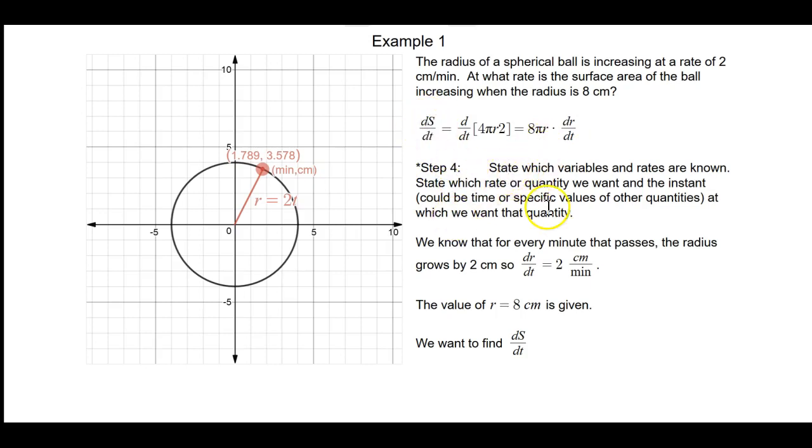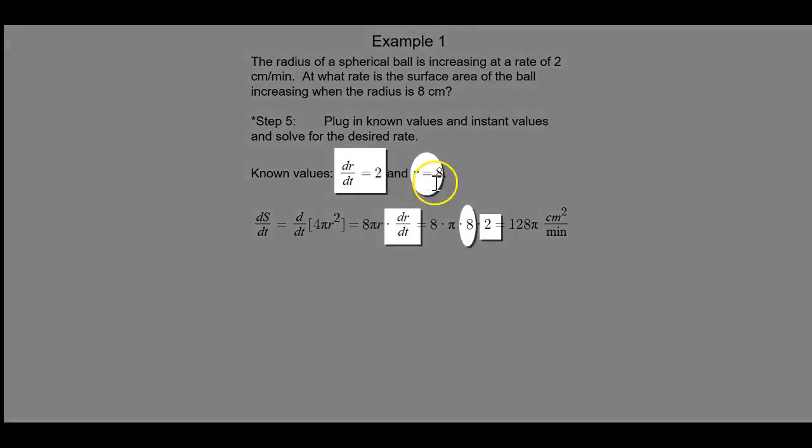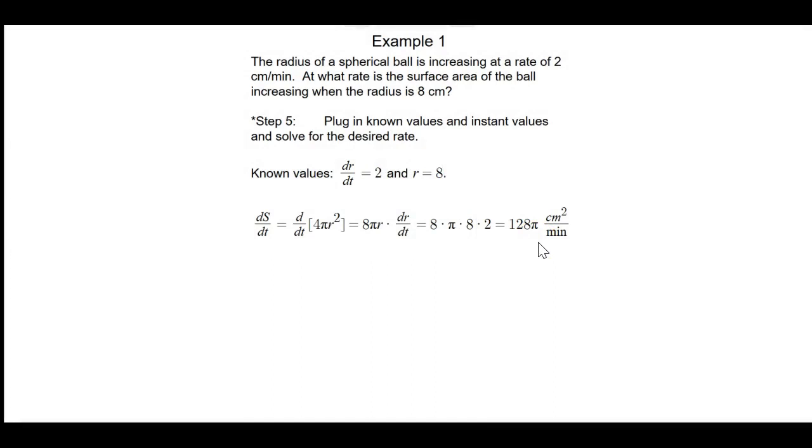So that leads us to step 4. State which variables and rates are known. Like I said before, dr dt is 2 centimeters per minute. We were given that's how the rate is changing. And we were asked to find the rate at which the surface area is increasing when the radius is 8. So we're given that this r is 8. So in step 5, we plug those values into our new relation that we've found the derivative of. When I plug in dr dt is 2 and r is 8, I get 1.8 pi centimeters squared per minute.